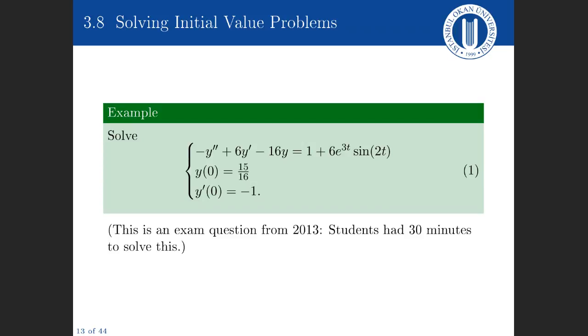Let's do another example. This one's a little bit more complicated. Solve minus y double prime plus 6y prime minus 16y is equal to 1 plus 6 e to the power 3t sine 2t, with the initial conditions y of 0 is 15/16 and y prime of 0 is equal to -1. This is actually an exam question which I asked a number of years ago in a slightly different course. It was a third-year course back then.